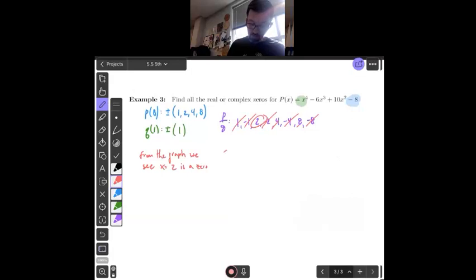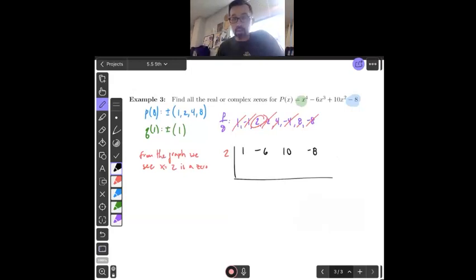Okay, so that 2 is going to be on the outside of our box. And then we need to get our coefficients onto our box. So I got a 1, I got a -6, got a 10, got a -8. Okay, so we're going to divide out that answer that we know. We're pretty darn sure that 2 is an answer, so let's get rid of it.